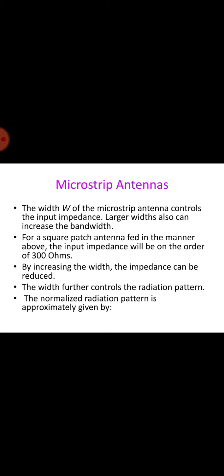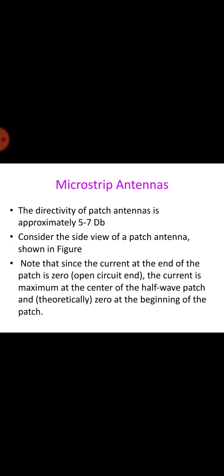The normalized radiation pattern is approximately E theta equals sine of (kW sine theta sine phi by 2) divided by (kW sine theta sine phi by 2), times cos of (kL by 2 sine theta cos phi), times cos phi. And E phi equals minus sine of (kW sine theta sine phi by 2) divided by (kW sine theta sine phi by 2), times cos of (kL by 2 sine theta cos phi), times cos theta sine phi. In the above equations, k is the free space wave number given by 2 pi by lambda, and the radiation pattern is given in this figure. The directivity of the patch antenna is approximately 5.5 to 7 dB.